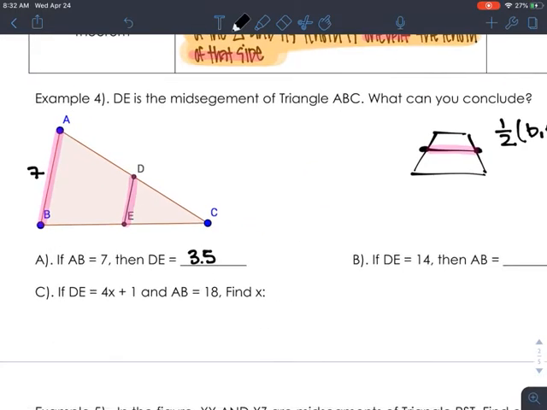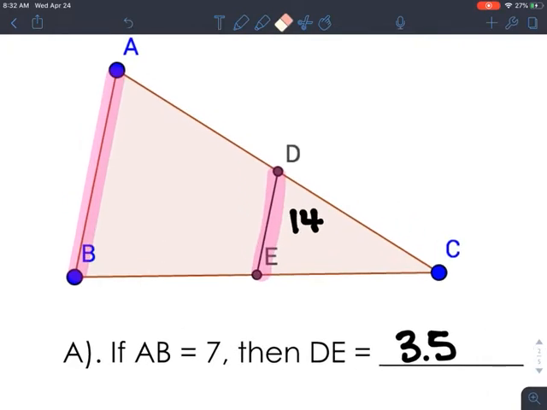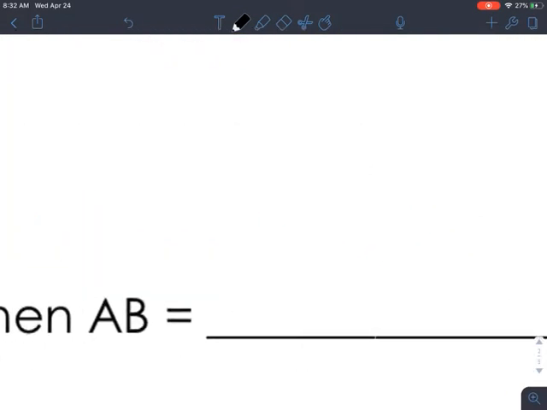For B, we're going backwards. We're now given that DE is 14, and we need to find the length of AB. Once again, we know that DE has to be half of AB, so we have to double it in order to get AB, which would make that 28.